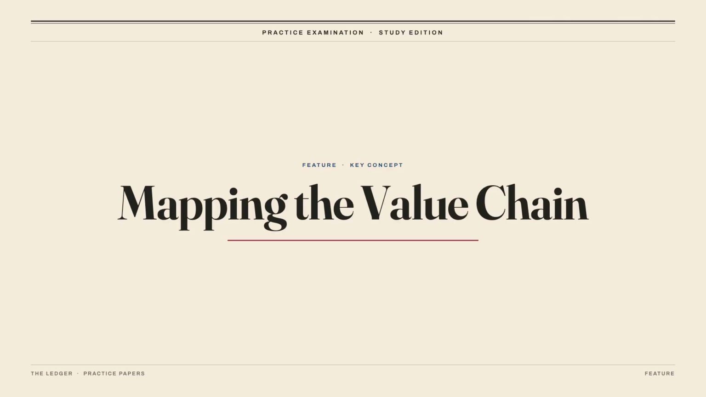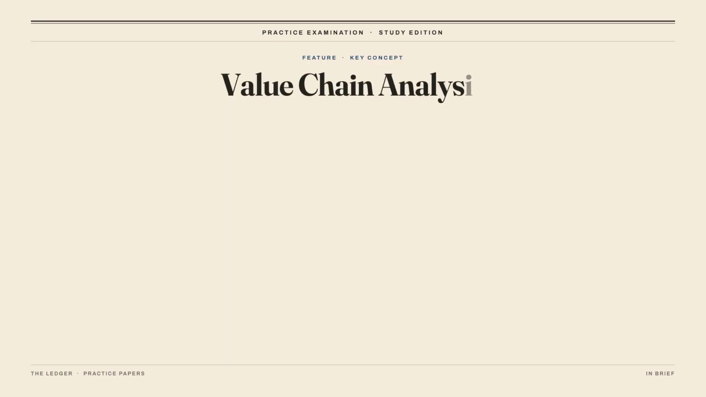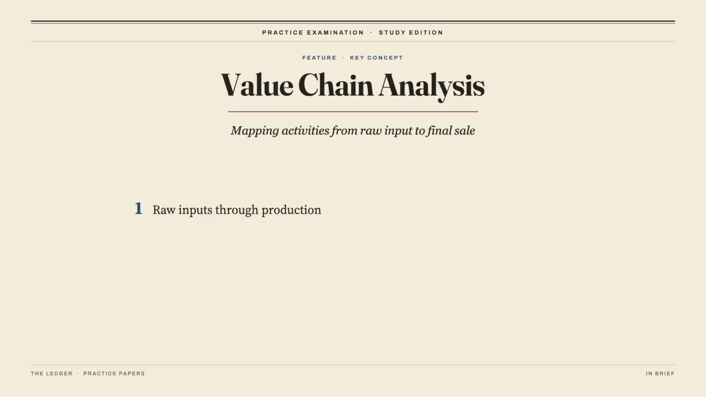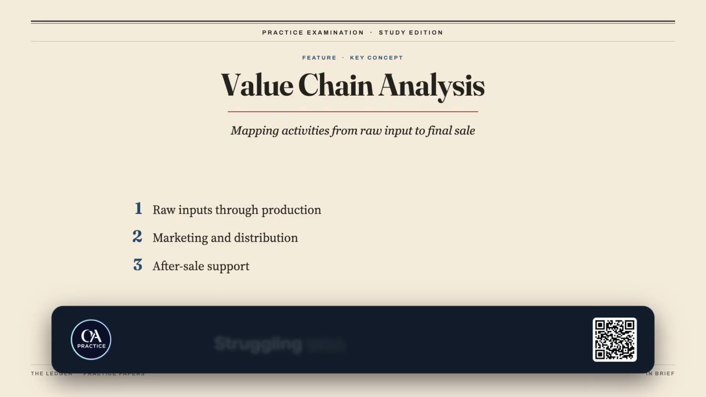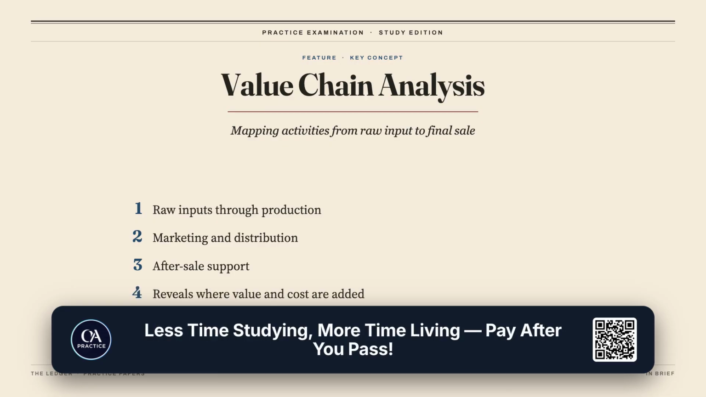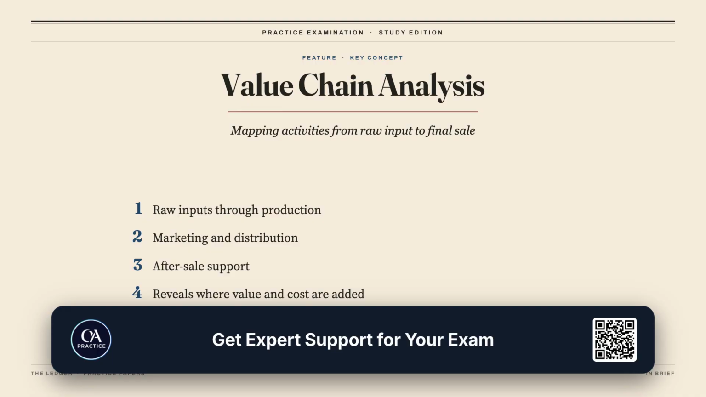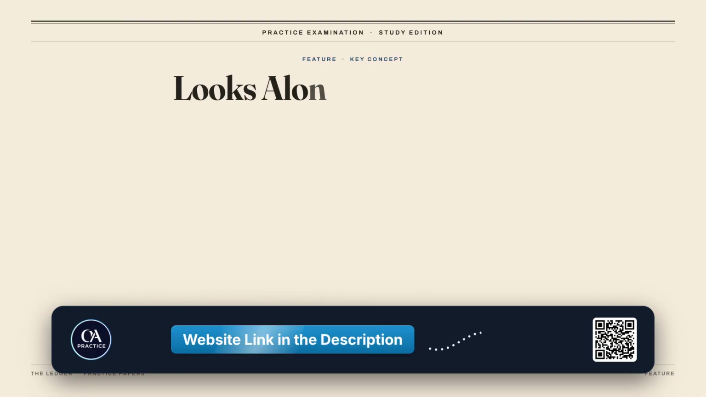Value chain analysis lays out that whole sequence and asks which links a company performs itself, and which it hands to outsiders. Formally, value chain analysis maps the full sequence of activities that create, produce, and deliver a product, from raw inputs through production, marketing, distribution, and after-sale support. The goal is to see where value and cost are added and how many stages a company actually controls.